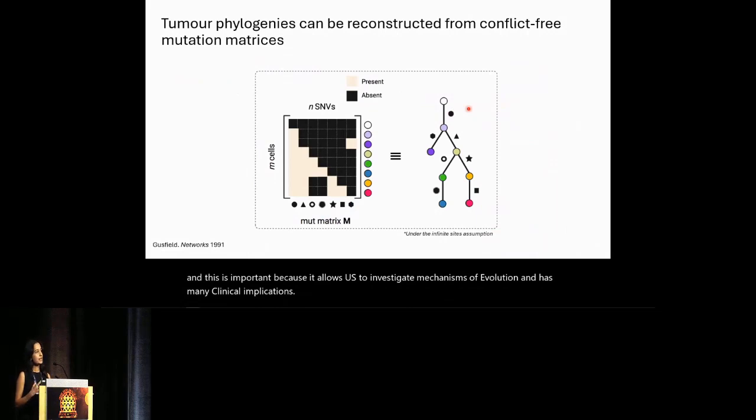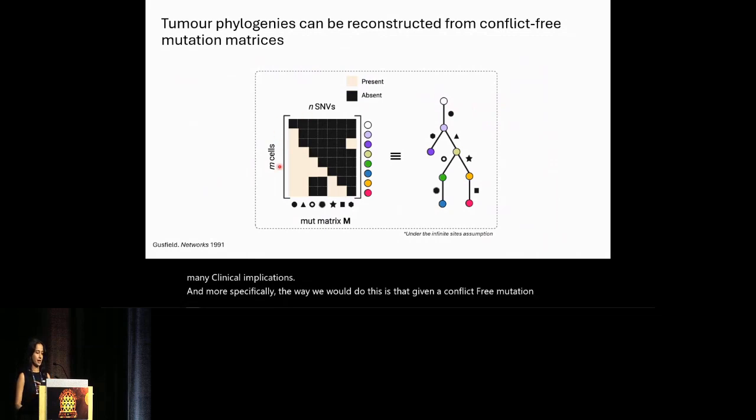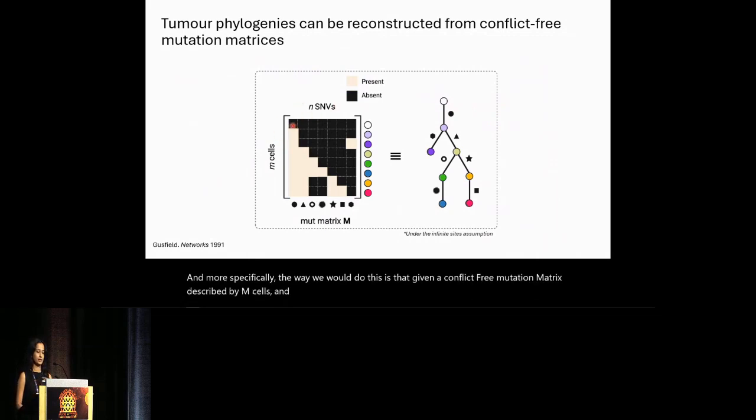And more specifically, the way we would do this is that given a conflict-free mutation matrix described by M cells and N SNVs, where each cell is a row and each SNV is a column, and each value here denotes the presence or absence of that SNV in that cell, we can use this conflict-free mutation matrix to reconstruct the tumor phylogenetic tree under certain assumptions: the infinite sites assumption, that a mutation can be gained once and only once during evolution and never lost.